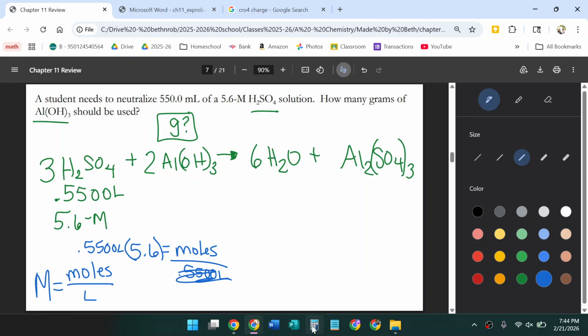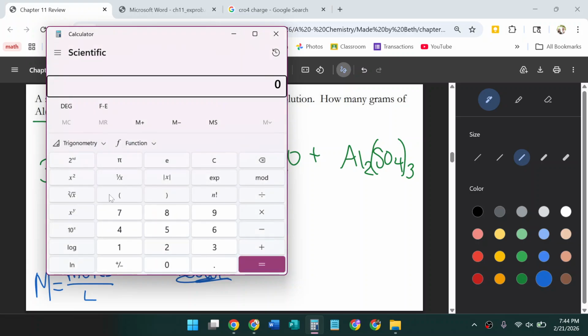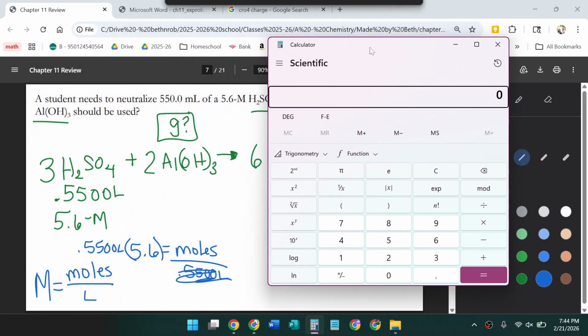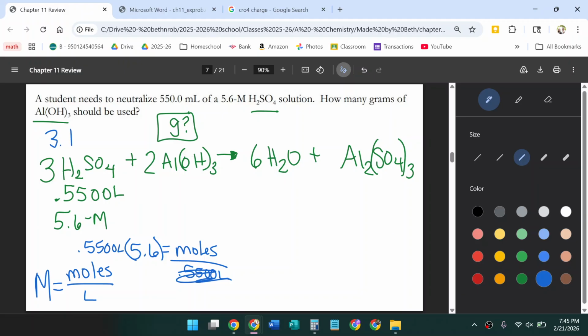So let's pull up a calculator, not right in front of where I'm working though. All right, so 5.6 times 0.5500, and I get 3.08. I can keep 2 of those digits. Because of the 5.6, I'm going to call it 3.1. So I have 3.1 moles of this, which means that I can now figure out how many moles of the next one.